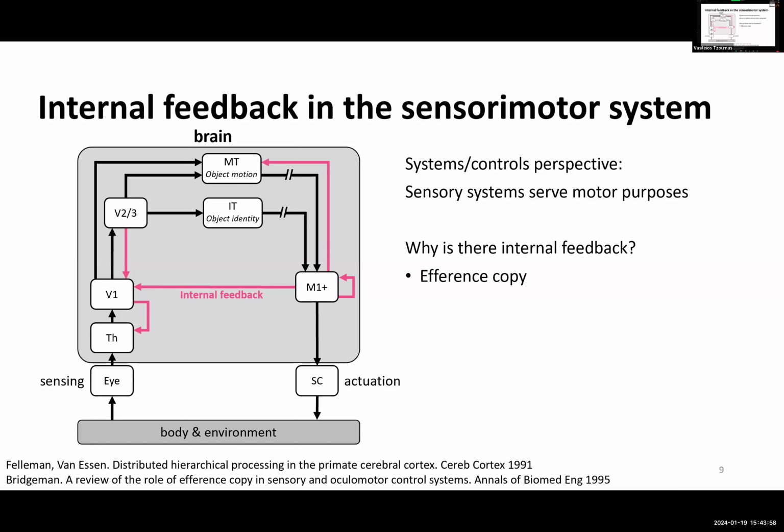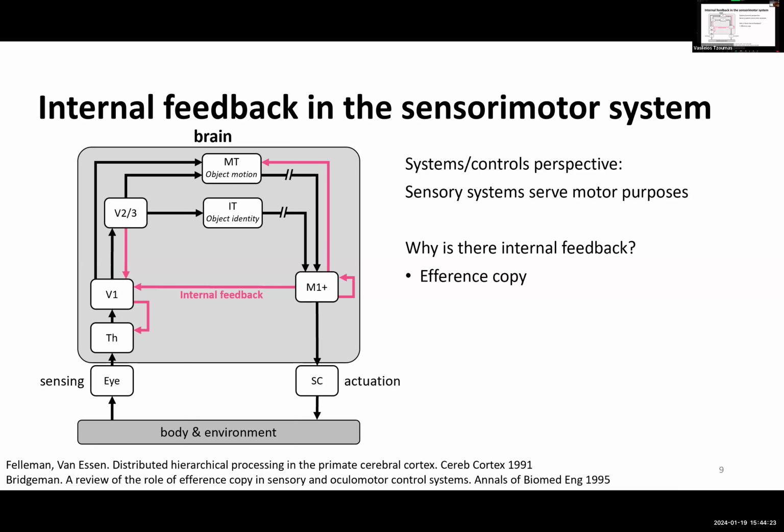From the motor side, there's basically one prevailing explanation of why the feedback is there. And it's the idea of efference copy, which means that you need to send a copy of your motor plans to your sensory areas for predictive purposes. So that's very verbal, not very quantitative. So let's try to do that with control.